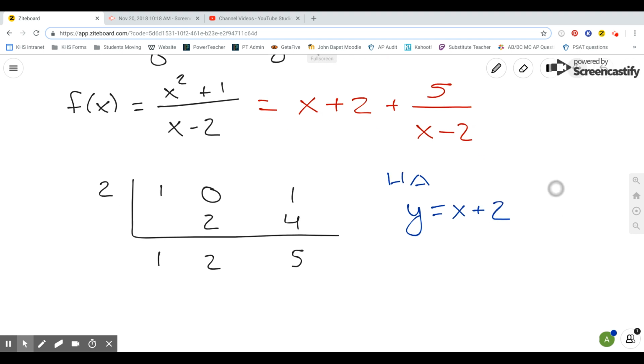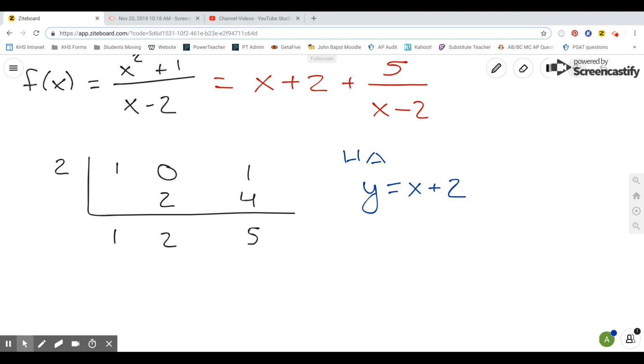So when you go to graph this, let's make a graph here. It doesn't have to be exact, but let's make it as good as we can. We've got a y-intercept of 2 and then a slope of 1, so up 1 over 1 repeatedly.